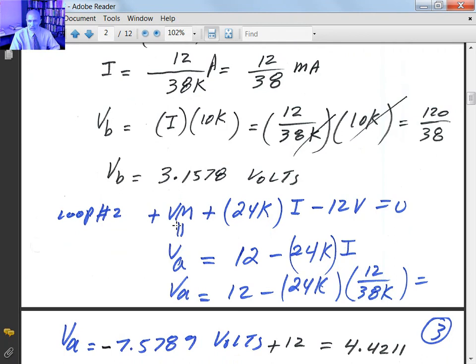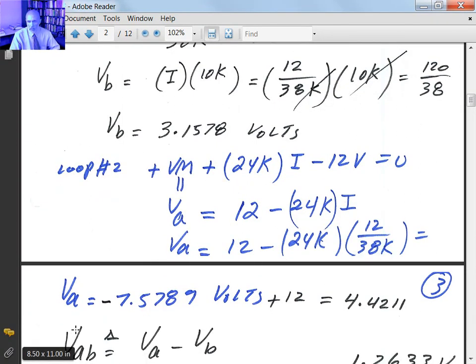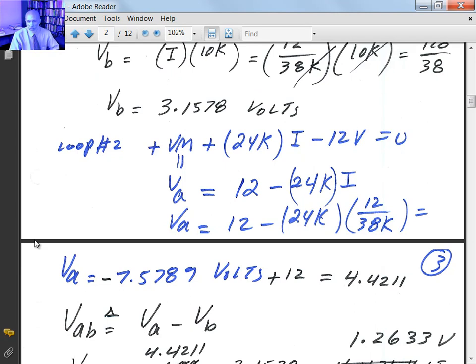So replace V sub m, the voltmeters, with the voltage V sub A. So it'll be 12 volts minus 24k times I. And we got a 24k, the current I was 12 over 38k. K and K will cancel out. So V sub A then would be equal to 12 minus this, which is minus 7.5789. That gives you 4.4211.